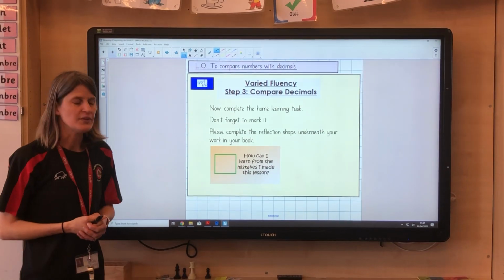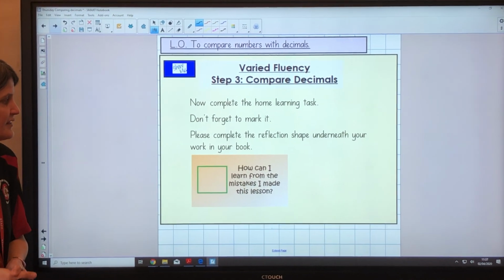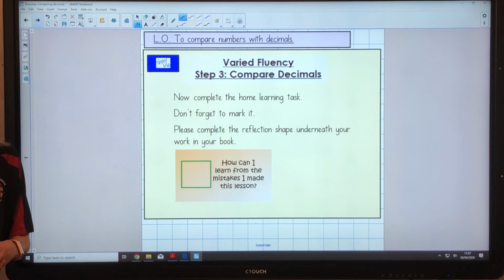You're now ready to have a go at the sheet. Don't forget to mark it and have a go at completing the reflection shape when you finish the task.